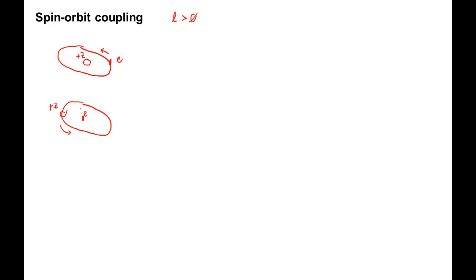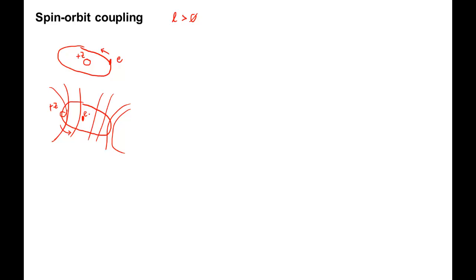Like any circular current, this current gives rise to a magnetic field, as seen from the reference frame of the electron. The field lines look like this. The magnetic field is proportional to the orbital angular momentum of the electron, L. The higher L, the higher the magnetic field. In general, any particle moving in an electric field experiences a magnetic field.